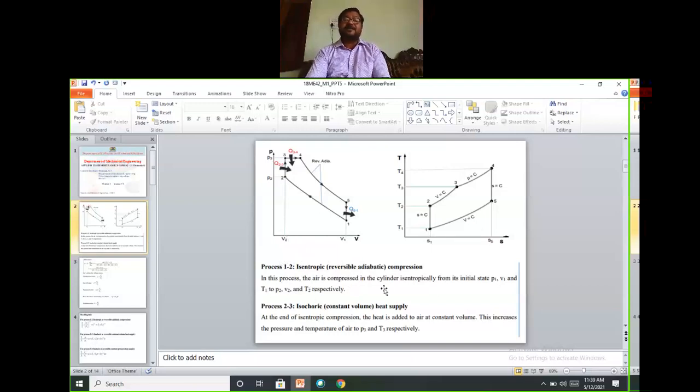In this process, the air is compressed in the cylinder isentropically from the initial state P1, V1, and T1 to P2, V2, T2. Similarly, isochoric or constant volume heat supply. This one, 2 to 3, is the constant volume itself. Volume is the same, but pressure is higher.